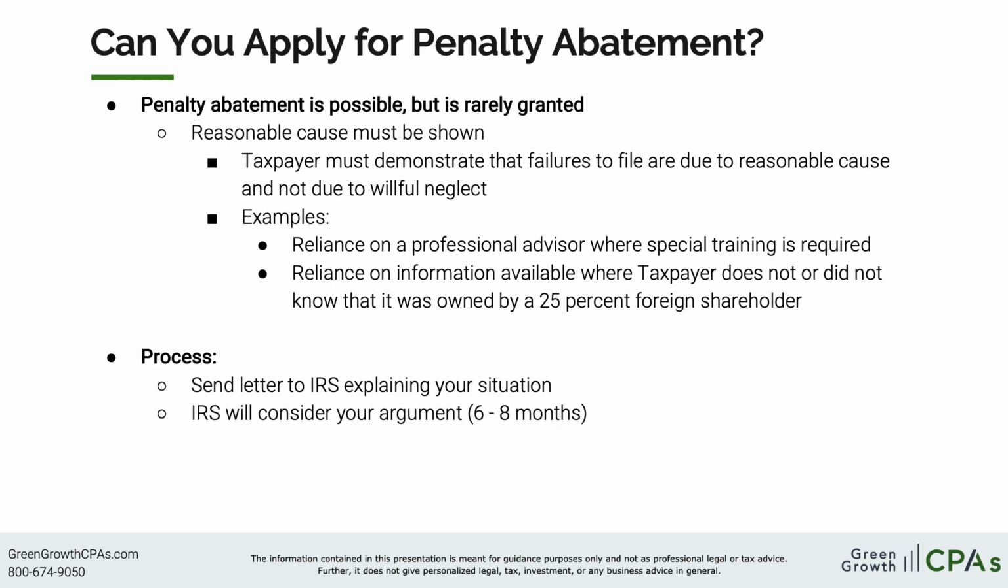Now, if you wish to try your luck at the penalty abatement process, to begin, you're just going to start by sending a letter to the IRS explaining your situation. Then the IRS will consider your argument. It takes about 6 to 8 months to approve your case or not. Now, the stakes are very, very high. As you see, $25,000 penalty. So it's better to file your forms on time and avoid this situation altogether. And that's going to require that you talk with your CPA and explain your situation and ask them if you need to file a Form 5472 based on your circumstances.